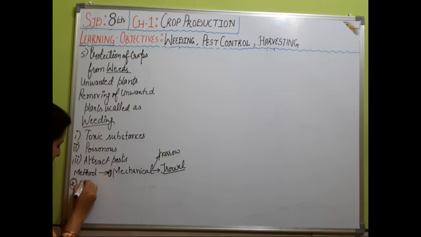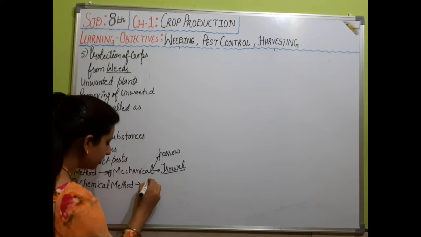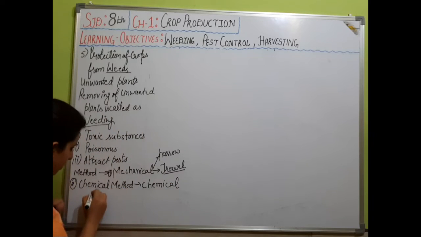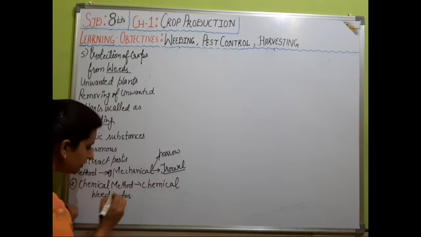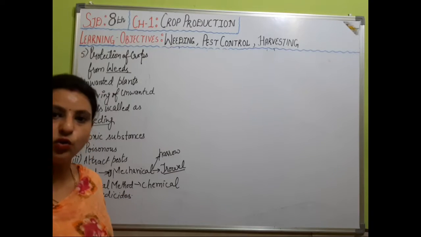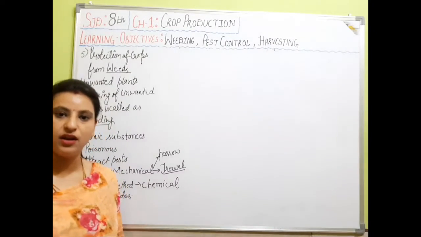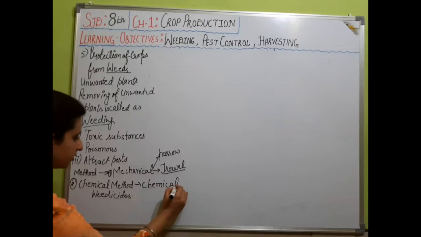The second method is the chemical method. In the chemical method we use chemicals to kill the weeds, and these are called weedicides. Examples of weedicides are butachlor, 2,4-D, and MCPA. A number of weedicides are used to kill the weeds.